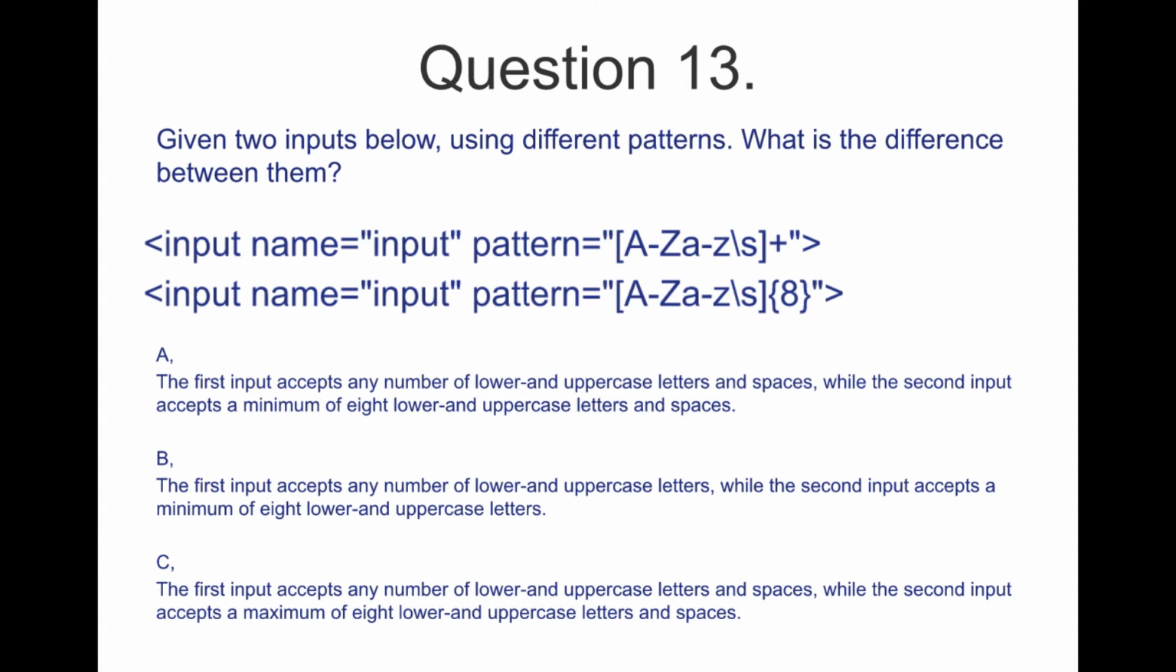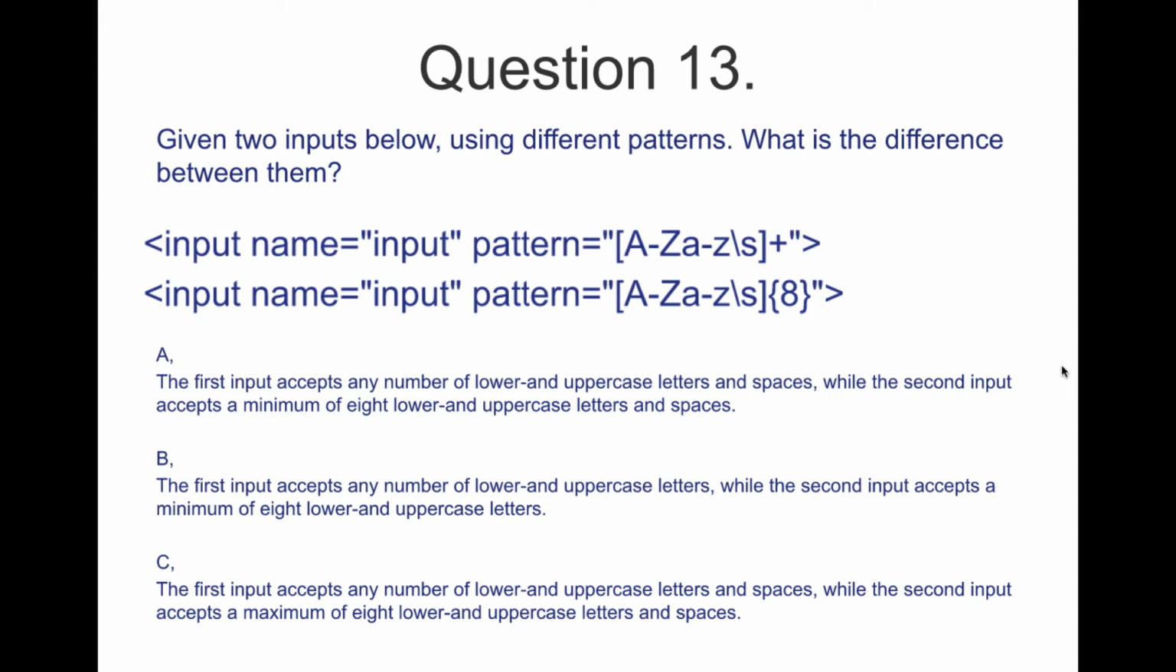So we've got another set of patterns for you. Given 2 inputs below using different patterns, what is the difference between them? So the first one, within the brackets, we've got uppercase A to Z, lowercase a to z, \s, and then a plus outside of the square brackets. The second pattern is A to Z uppercase, a to z lowercase, \s, and on the outside, we've got the curly brackets with an 8.